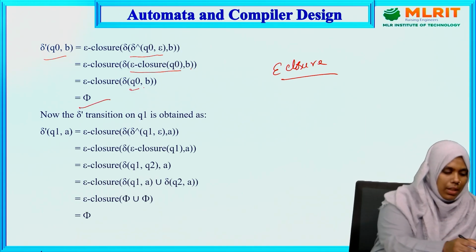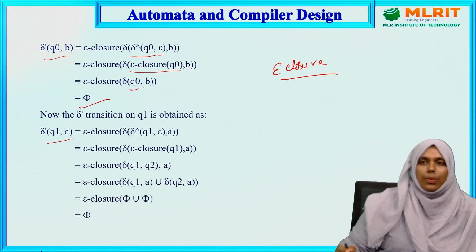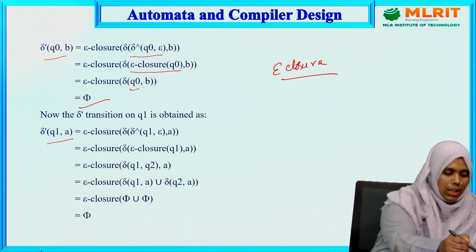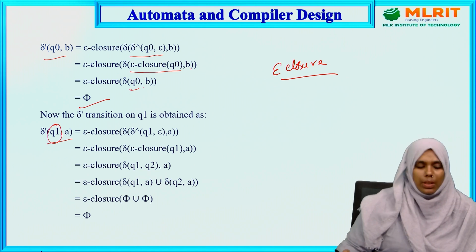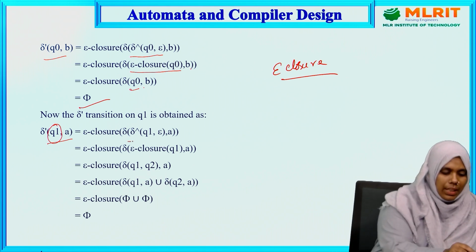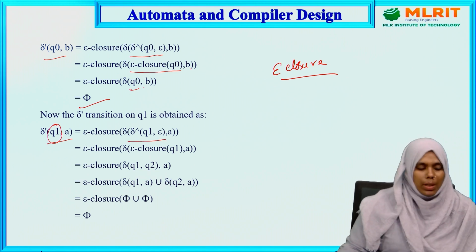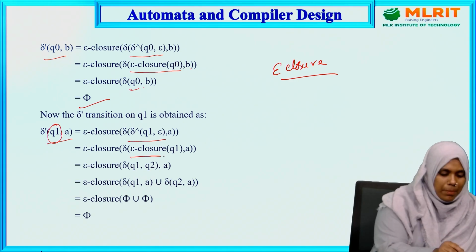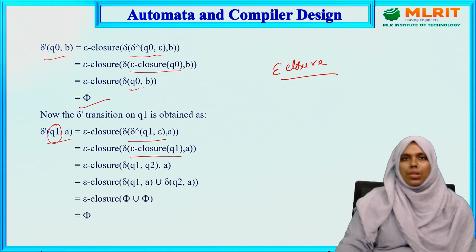Now in the same way, we do it for transition of Q1 comma A. Here the present state is Q1. When we write transition gap Q1 comma epsilon, that can be replaced by epsilon closure of Q1.